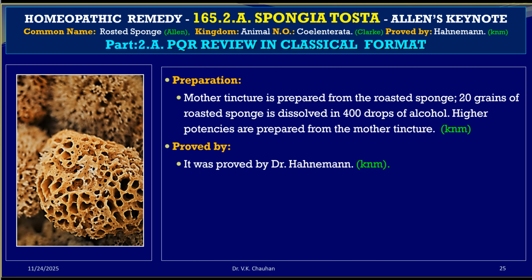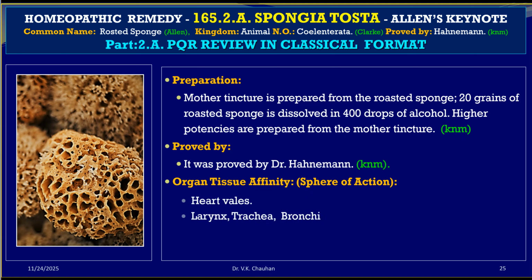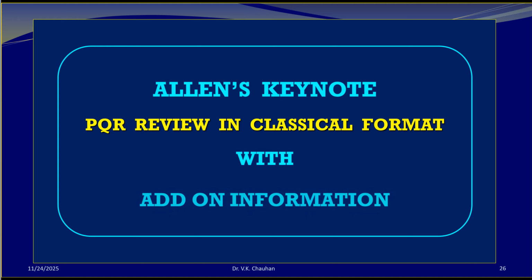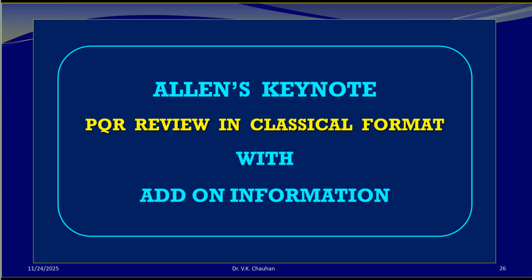And this remedy was proved, as we all know, by Dr. Hahnemann. An organ tissue affinity or sphere of action is very, very important. It acts on the heart valves, the larynx, trachea, bronchi, lungs, nerves, testicles, thyroid, and lymph glands. Now we go to the Allen's keynote proper, and we are going for PQR review in classical format with some add-on information which is not given in Allen's. Please remember, this is a small bit of information I will keep on giving you here and there.